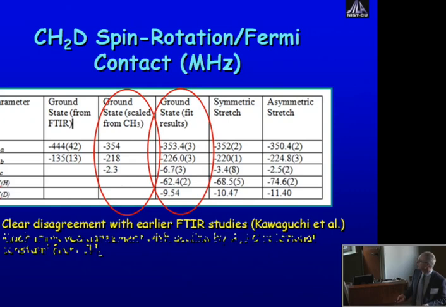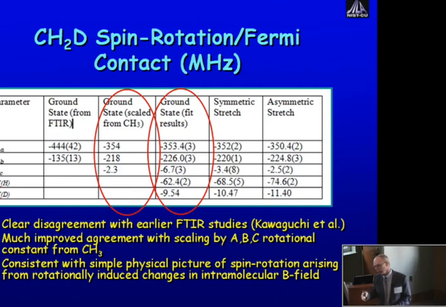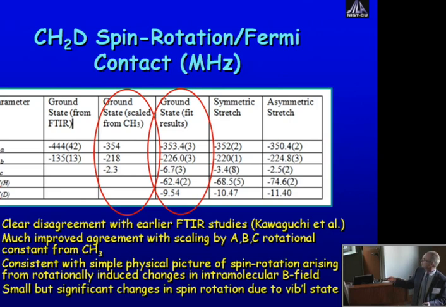Okay, it's basically scaling by changes in rotational constants, in other words, the rate with which these molecules are tumbling. Very consistent with a simple physical picture of spin rotation coming from magnetic fields for the electron spin. And you can even see small but quite substantial changes due to the vibrational state. So again, challenges for ab initio theory, if you will.